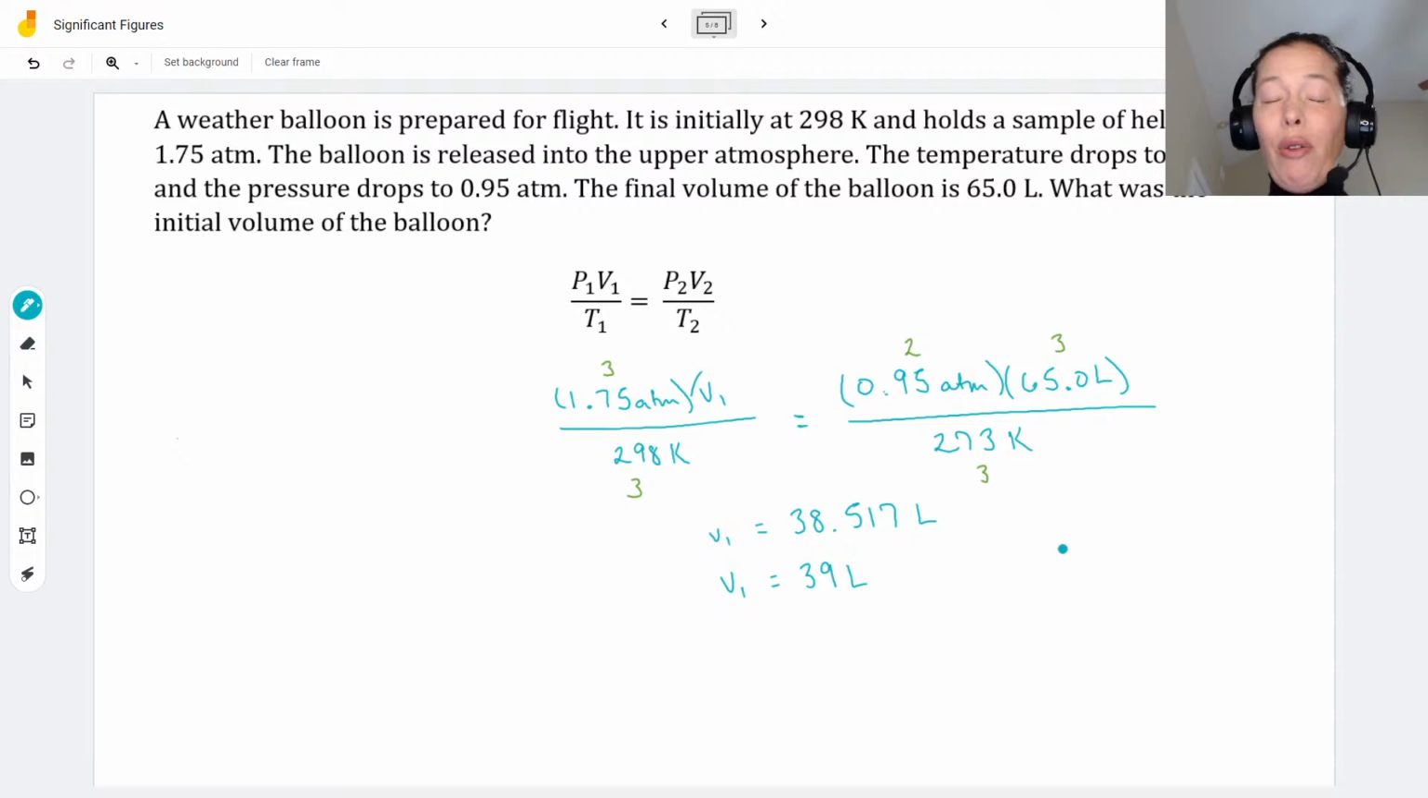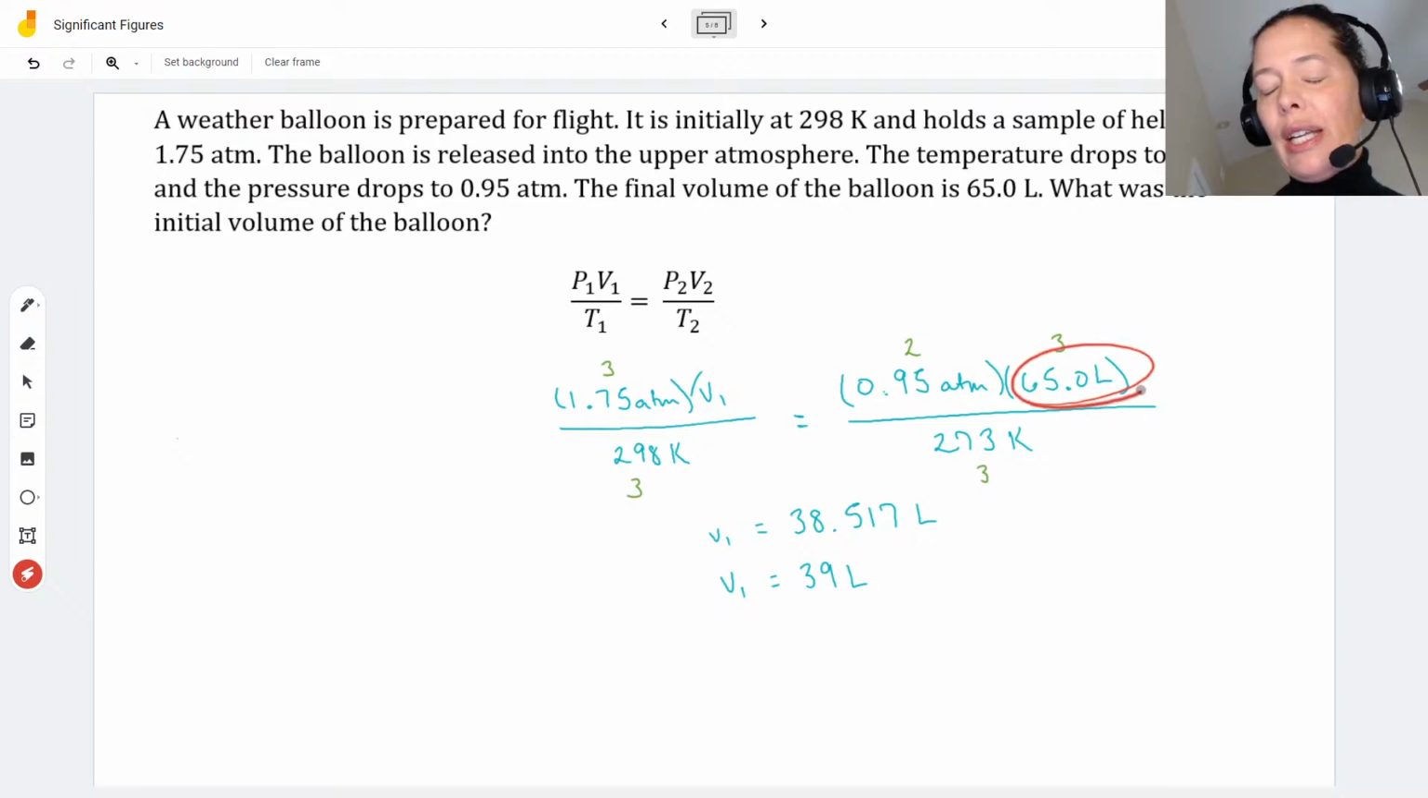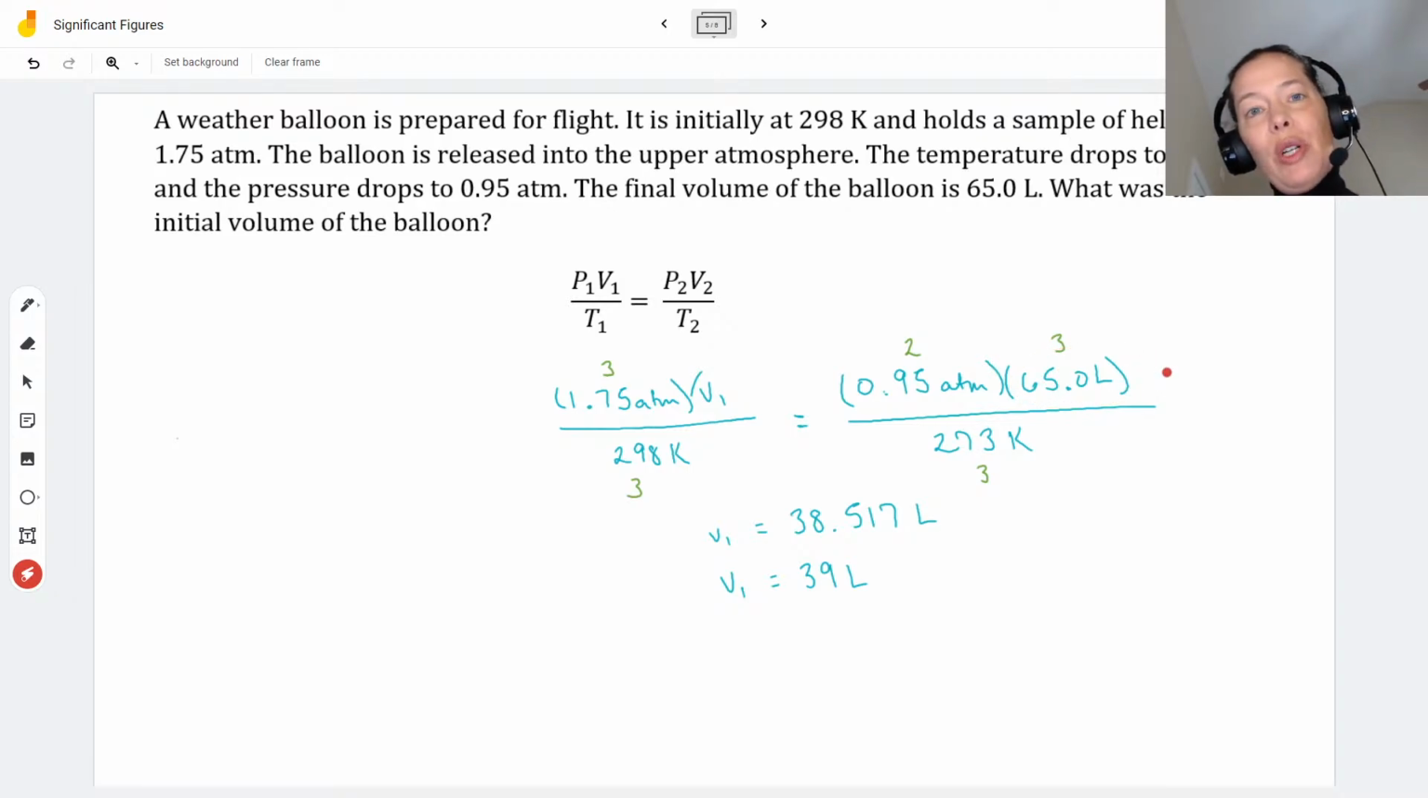Again, I don't want you to get too confused or caught up in the chemistry of it, but just seeing the math. This is all multiplication division, so we're just counting up total sig figs. The other thing I do want to point out is when I was counting up sig figs for the 65.0, this 0 is significant. Again, it's to the right of the decimal, and it is to the right of a significant digit.